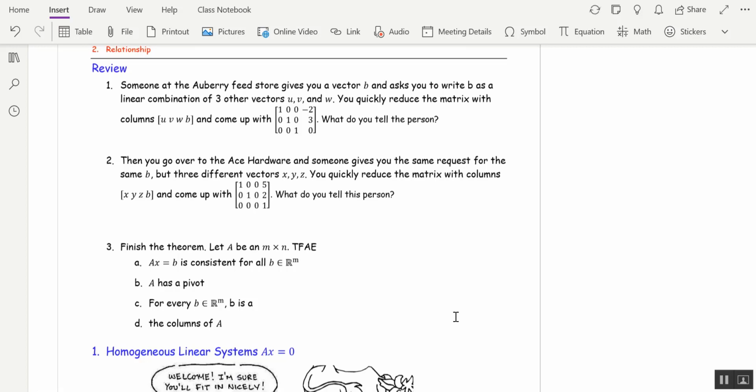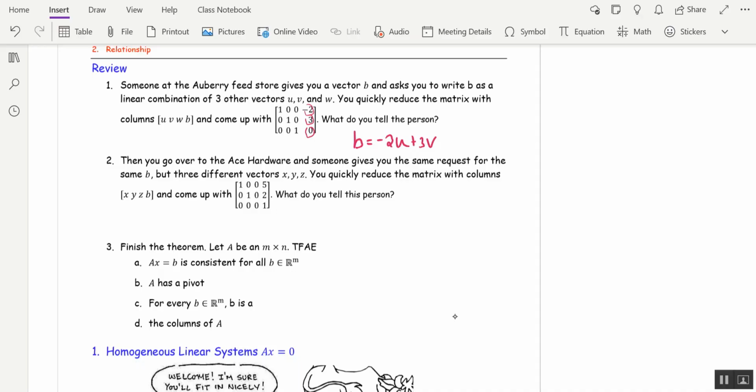If somebody at the Aubrey feed store gives you a vector B and asks you to write it as a linear combination of U, V, and W, and you reduce the augmented matrix and come up with this, you're going to tell the person that B is equal to negative 2U plus 3V, because these are the weights in that linear combination. So you've got 0 W's. So that's what you would tell the person.